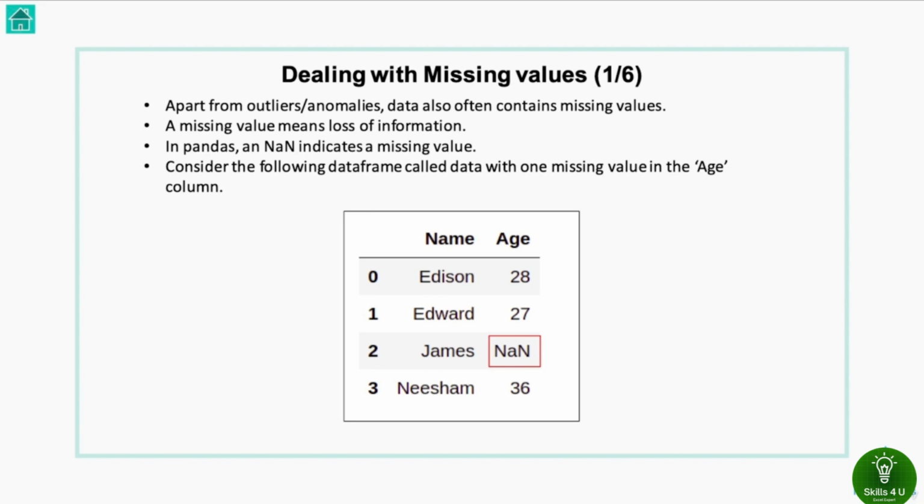Consider the dataset in this figure. The age of James is missing. Pandas represents the missing value as NaN, which is short for not a number.